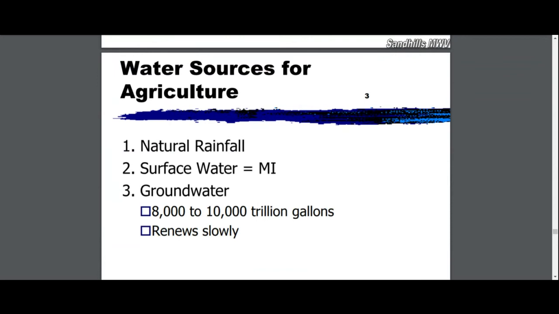So natural rainfall would be the first thing you would want to use and protect. Surface water would be next, and then groundwater would be your last resort. So I think sometimes Moore County people tend to think because they have a well that pumps so many gallons, they have unlimited free water. And in a lot of ways, that's a selfish way for people to think about it.